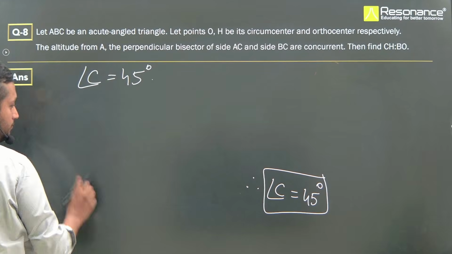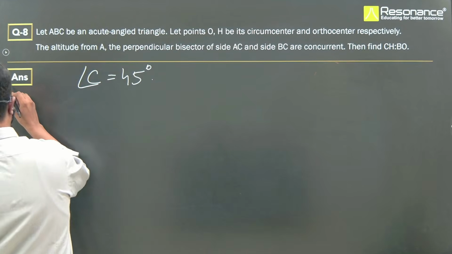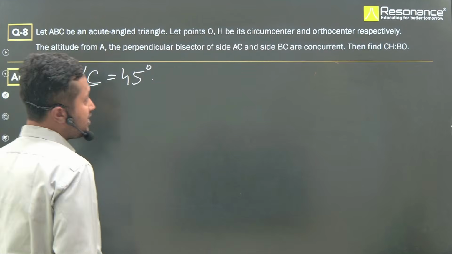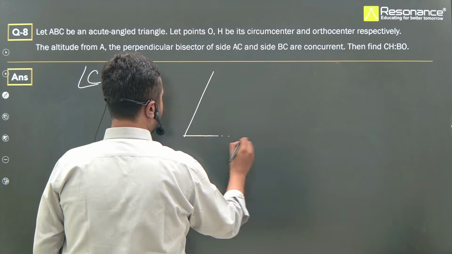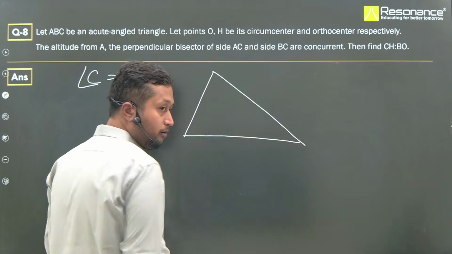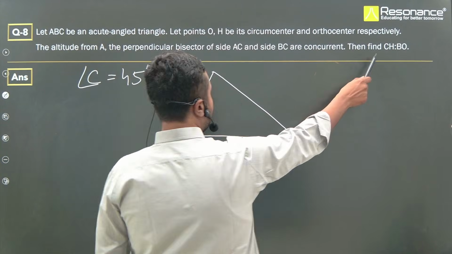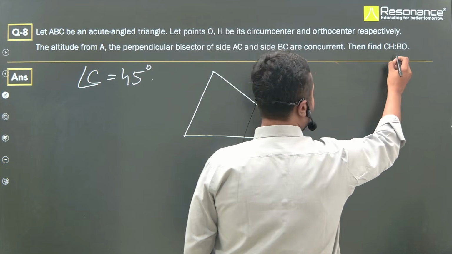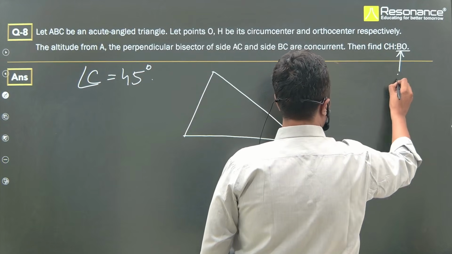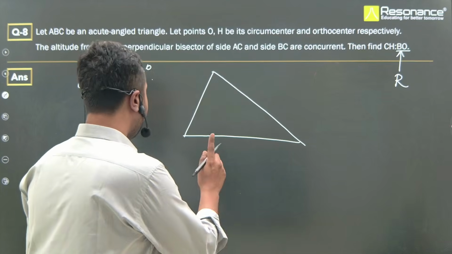Now what do we want? We want some other quantity, CH divided by BO. Okay, let's work through that. By the way, there are ready-made formulas for all these things. BO means the distance between the point B to the circumcenter. So this quantity over here, that's actually R. That's the radius of the circumcircle, right? Circumradius.